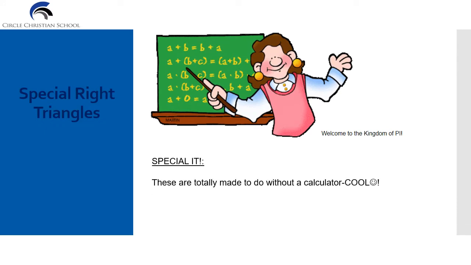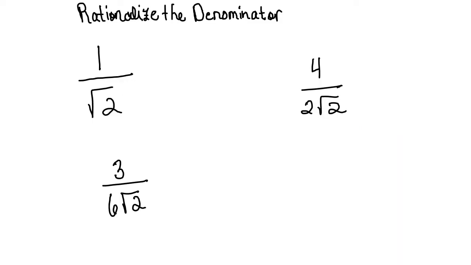Special right triangles. These are totally made to do without a calculator. Cool! A little bit of a reminder of what happens with the radicals. With the specials here, what to do is rationalize the denominator. That means make it real, because a radical down in the denominator is just illegal.